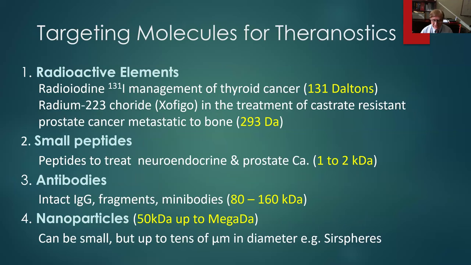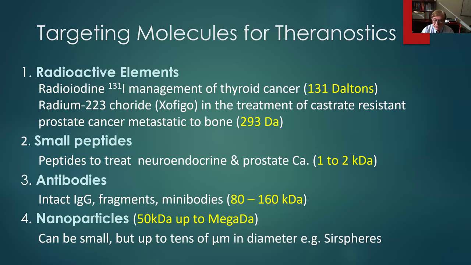So there's a whole gamut of different molecular weight theranostic agents that you can see listed here. The simplest are those which are just radioactive elements, such as radioiodine for the management of thyroid cancer, that's simply 131 daltons in size, radium chloride, or Xofigo as it's known, for the treatment of castrate-resistant prostate cancer metastatic to bone. Then there are the small peptides, which are small sequences of amino acids with specificity for an expressed tumor cell surface marker, such as somatostatin or prostate-specific membrane antigen.